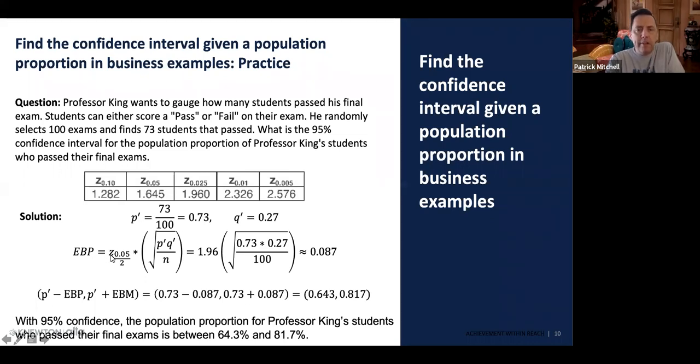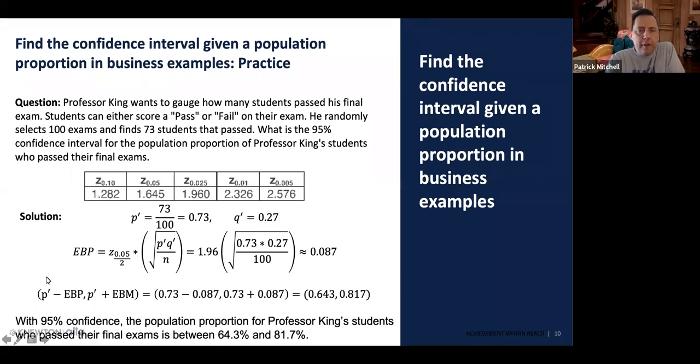So the error bound is going to be z sub 0.025 times the square root of P prime Q prime divided by N. Hopefully you've got your calculator handy, because I would like you to try this and make sure that you get the same answer. 1.96 times the square root of 0.73 times 0.27 divided by 100. Make sure this entire fraction is under the square root. And if you do it correctly, it should come out to 0.087. I'm just going to check that myself really quick, because it has happened that I have found mistakes in here, but that does seem to be correct. So the error bound is 0.087, 8.7%.